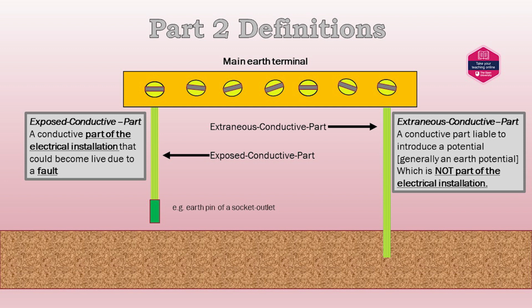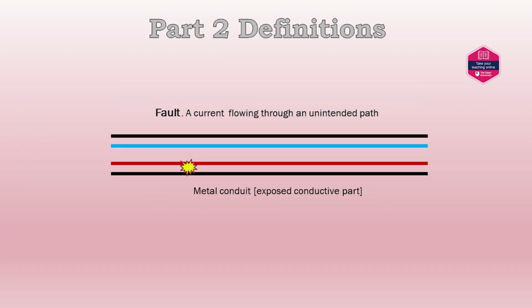Part 2 tells us what the difference is. Exposed conductive part: a conductive part of the electrical installation that could become live due to a fault. Extraneous conductive part: a conductive part liable to introduce a potential, generally an earth potential, which is not part of the electrical installation. A fault is defined as specifically a current flowing through an unintended path.